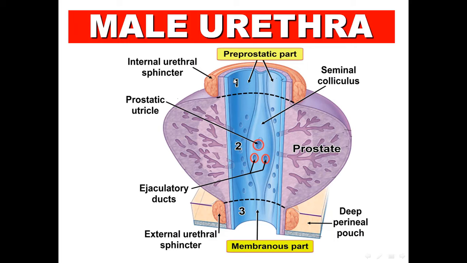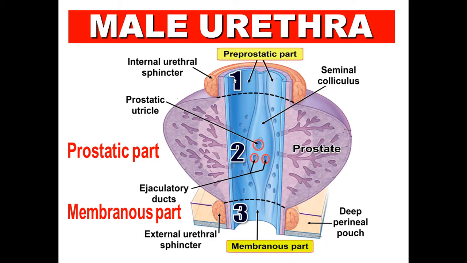So the pre-prostatic part is the first part. The second part is the prostatic part. And the third part is the membranous part. The pre-prostatic part is surrounded by the internal urethral sphincter.